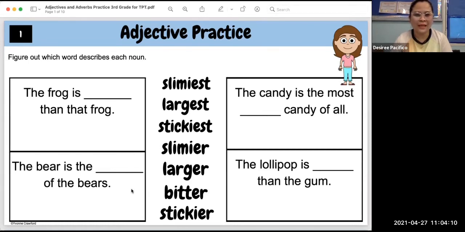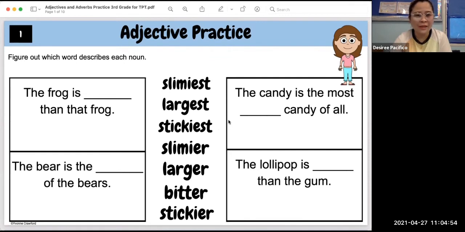Let's move on to the next sentence. The bear is the blank of the bears. Now, the bear here is compared to many bears. So we are going to use a superlative adjective. So what are those superlative adjectives? The superlative adjectives have est. So we have slimiest, largest, stickiest. What do you think is our correct adjective from these three words?